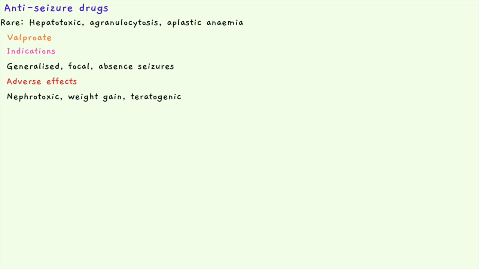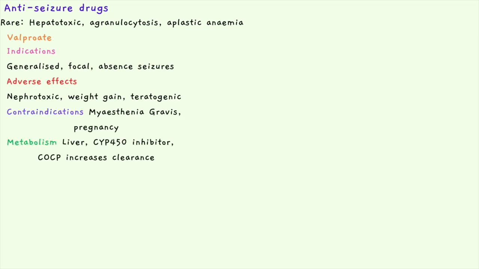Now, adverse effects of valproate include nephrotoxicity, weight gain, and they are teratogenic. They can lead to spinal cord defects, neural tube closure defects, which you definitely don't want, so don't use in pregnancy. Contraindications, pregnancy, as well as myasthenia gravis.